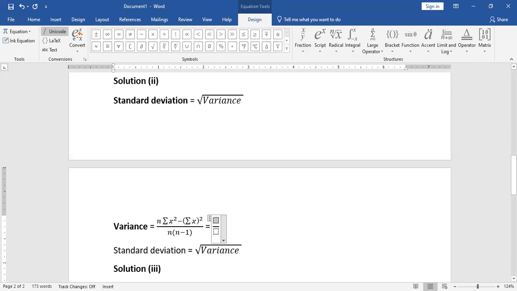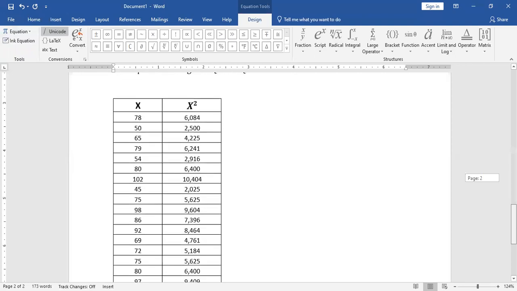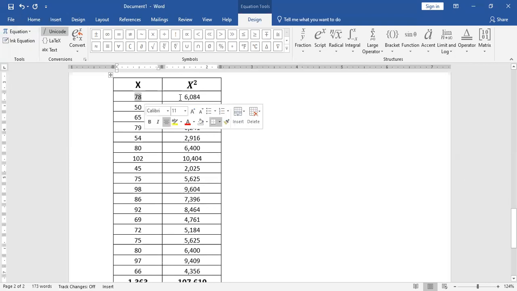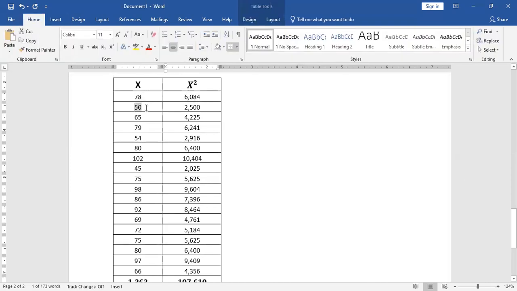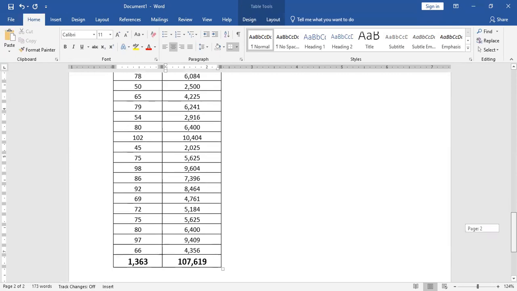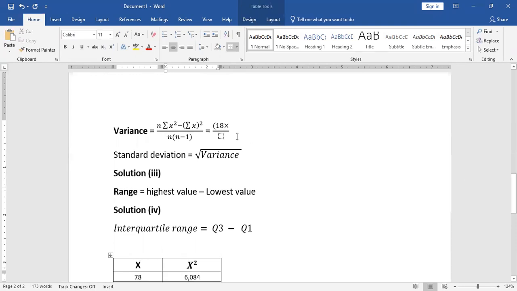Okay, n is 18, the number of elements, and then this we shall multiply by summation of x squared. Just likewise, I also did the sum of the x squared. X squared is basically 78, you square it, it gives you that. 50, you square it, it gives you that. And then you add the total. So the summation came to 107,619. That's the summation of x squared.